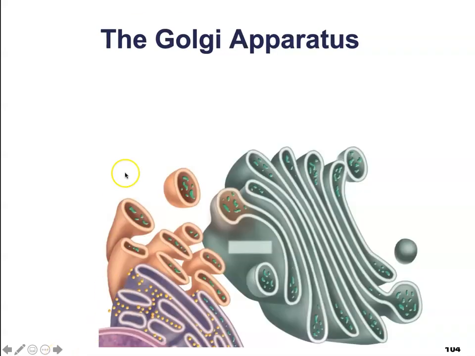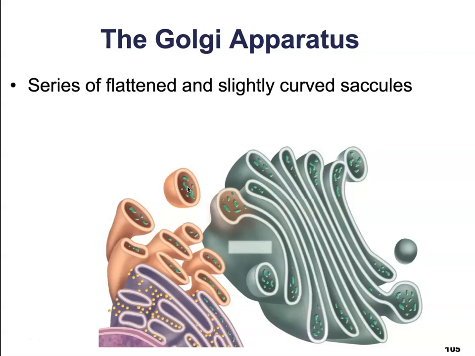Now, once we have formed our transport vesicles, we need to then ship those vesicles. Now, the ER isn't really responsible for directing where those packages go. We're going to form transport vesicles and we're going to send them off to the Golgi Apparatus. The Golgi Apparatus is the U.S. Post Office. It is going to be responsible for tagging, identifying, and deciding where each one of those are going to be delivered. So this is going to be a series of flattened and slightly curved saccules. You can kind of think of it as a stack of hollowed pancakes.